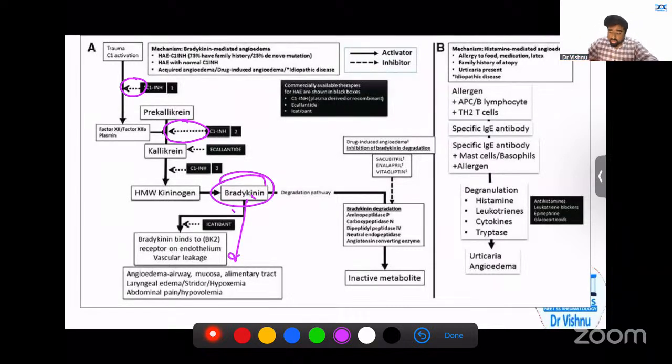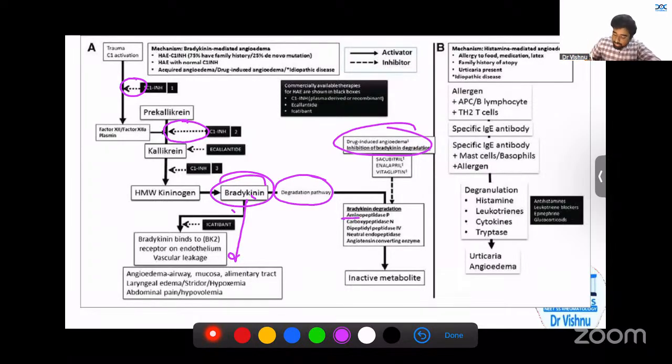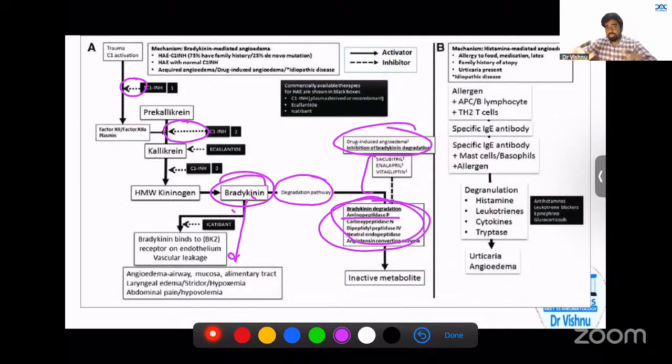This can occur via drugs also. There are a lot of drugs. These drugs inhibit bradykinin degradation. So after bradykinin is formed, there are a few enzymes like your NEP, aminopeptidase, carboxypeptidase. All of these cause bradykinin degradation. There are also some NEP inhibitors, vildagliptin, all of these can inhibit those particular bradykinin degradation enzymes. So that is one pathway via which bradykinin angioedema occurs. The other is directly via C1 esterase inhibitor. So when this C1 esterase inhibitor is deficient, then there will be bradykinin induced angioedema.